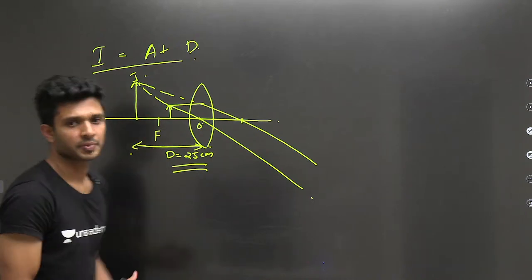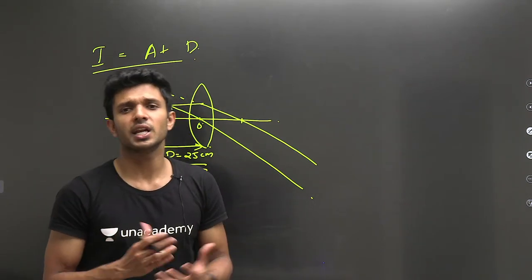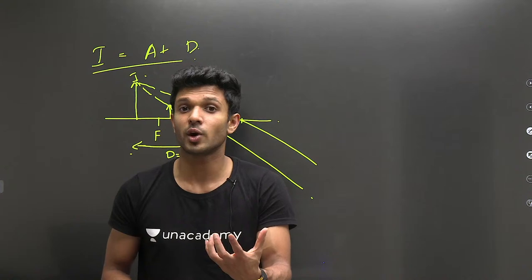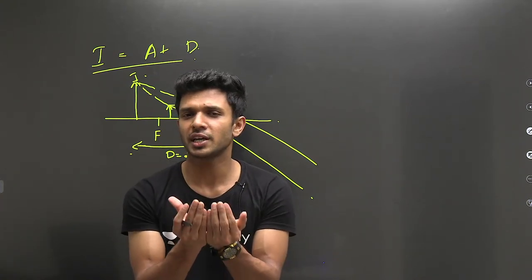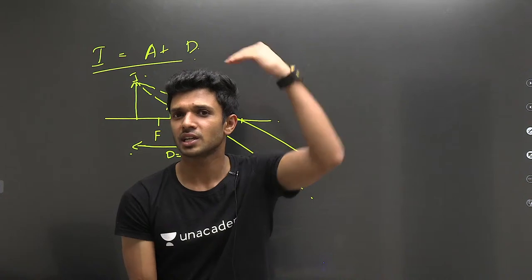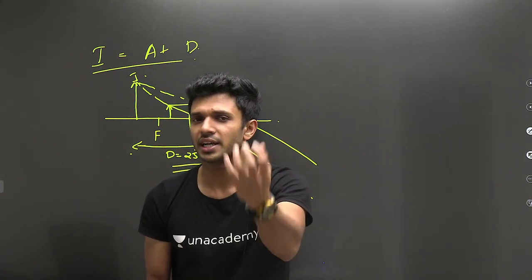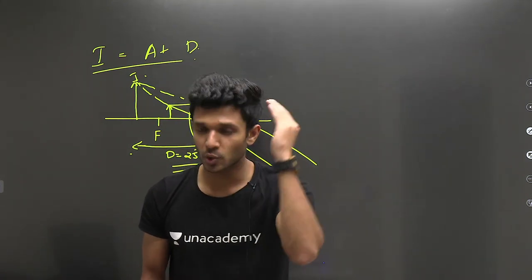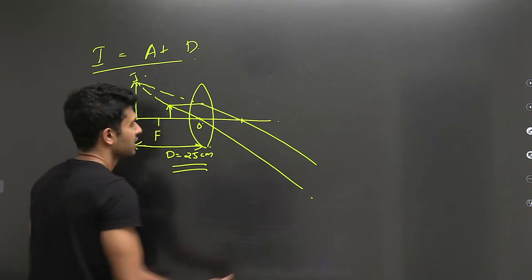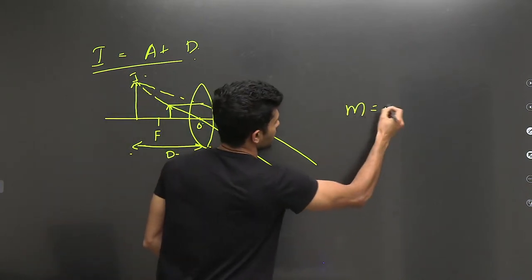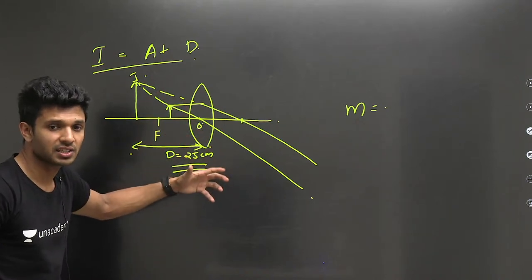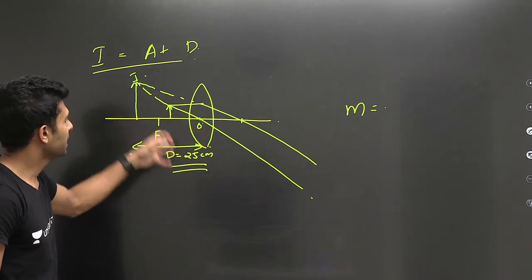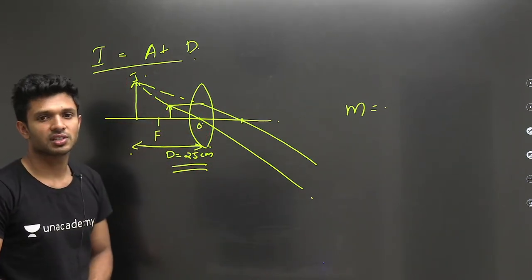Now, what is so important for a lens, which means for a microscope? It's magnification, because we are using this microscope in order to magnify the object. So what is the most important quantity that we have to find for a microscope? What its magnification is, right? So what we are going to find out from here is the magnification once we make an image at the least distance of distinct vision.